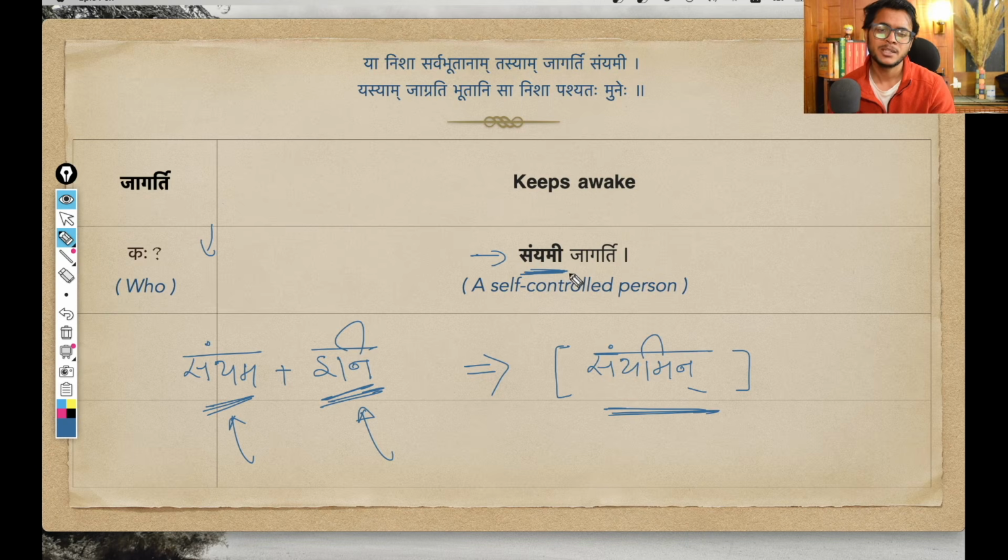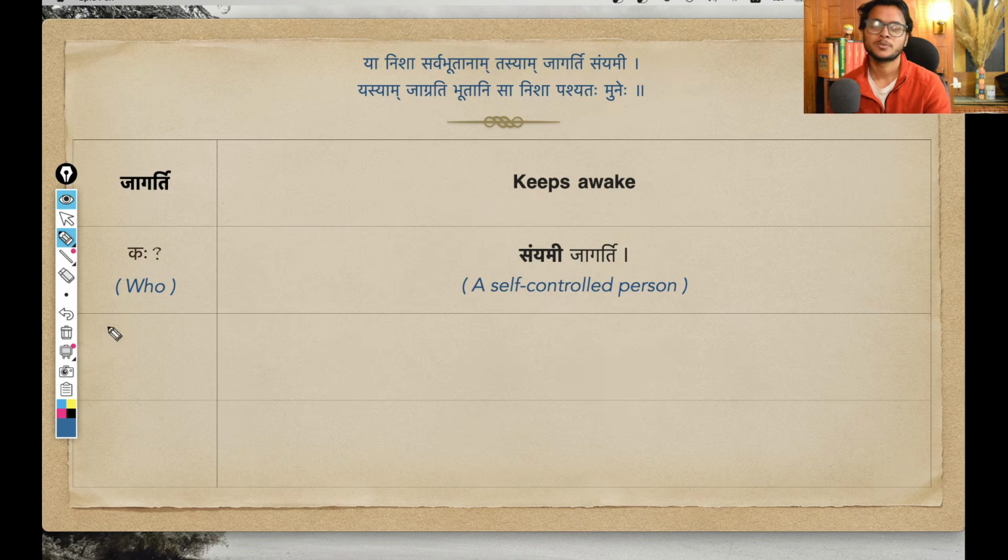And this Sanyami here is the Pullinga Prathama Vibhakti Ekavachanam Rupa. Just as Sannyasin in Pullinga Prathama Vibhakti Ekavachanam becomes Sannyasi, Manoharin becomes Manohari, Yogin becomes Yogi, same thing. Sanyamin becomes Sanyami. Sanyami Jagarti. A self-controlled person keeps awake. Okay, so I hope this pada is clear.